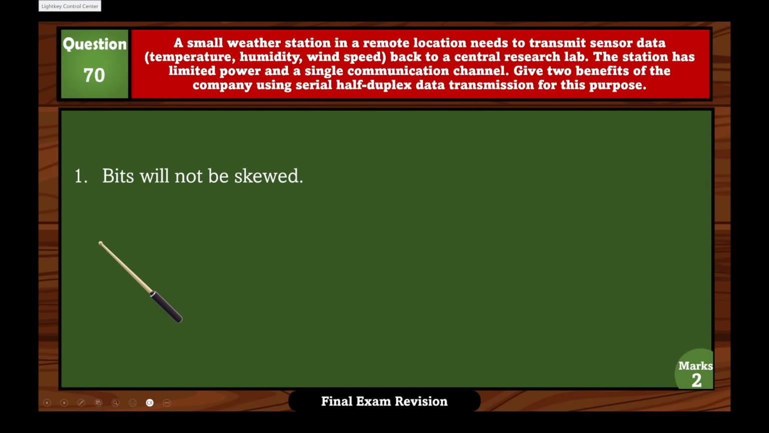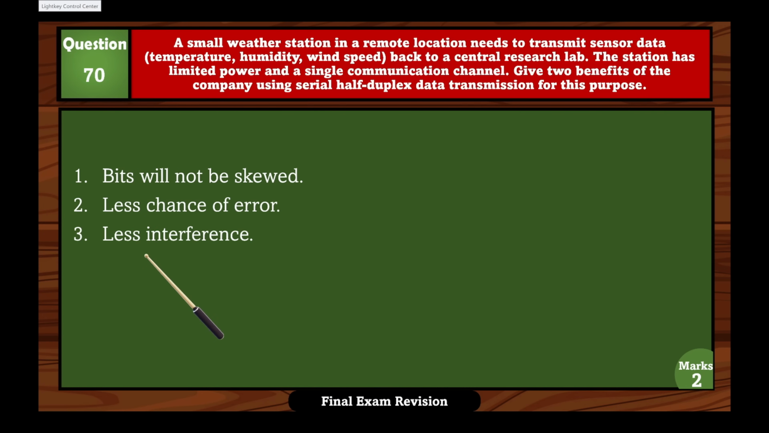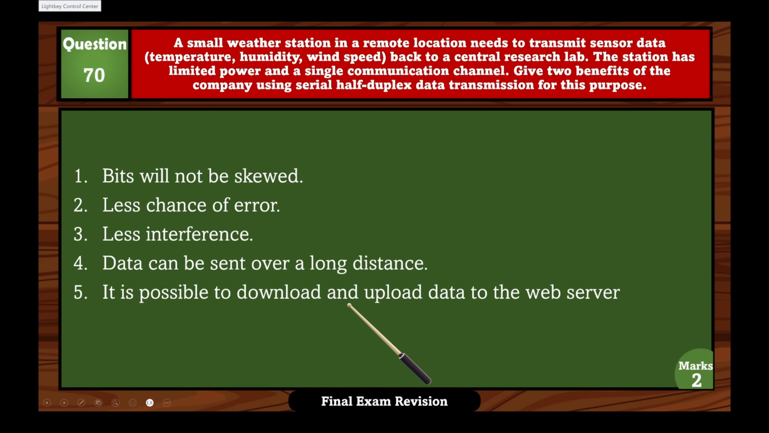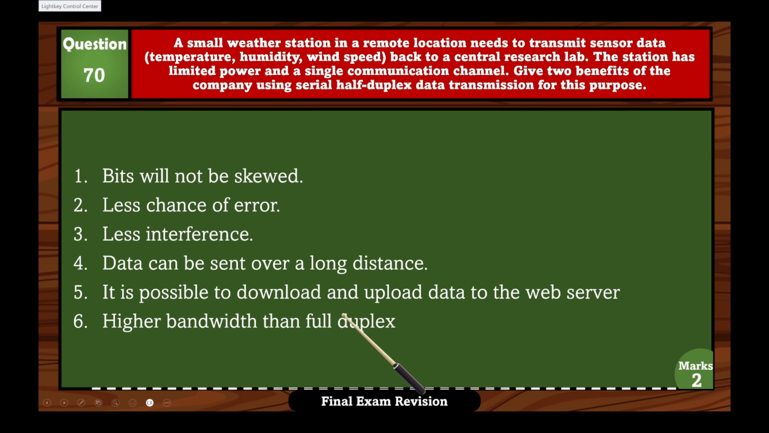Number one, bits will not be skewed, because if we use the parallel, bits are skewed, right? They don't come on time. Some bits come early, some bits come late. So that's called data skew. Next one, less chances of errors, less interference. Data can be sent over a long distance using the serial. It is possible to download and upload data to the web server, and high bandwidth than the full duplex. So these are a few reasons that you can write. This is a 2-mark question, so you can just write any 2 points.